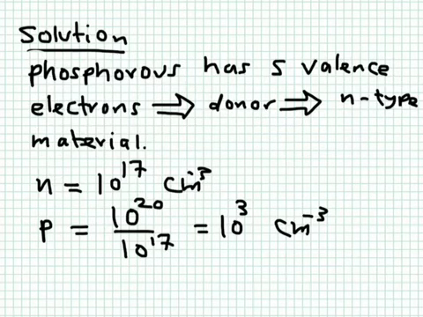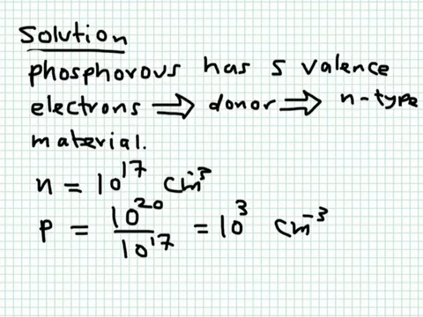So here, as I explained, phosphorus has 5 valence electrons, so it is a donor, and this means we have N-type material. The carrier concentration, assuming that the phosphorus atoms have all been ionized, so each one of them has already donated the 5th electron, and this 5th electron is already free, is 10 to the power 17 electrons per centimeter cube. This is the concentration of the electrons, with centimeter to the exponent of minus 3. It's 10 to the power 17 electrons per centimeter cubed.